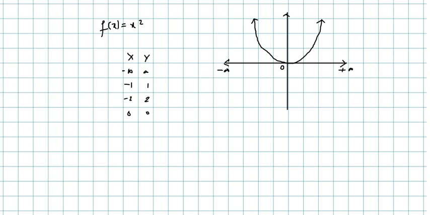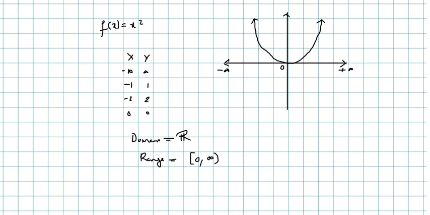Therefore the domain will be the set of real numbers, and the range will be from 0 to infinity. So 0 will be included. This is the range of the f of x equals x square function.